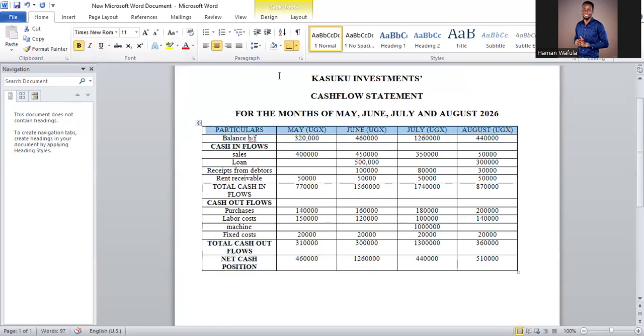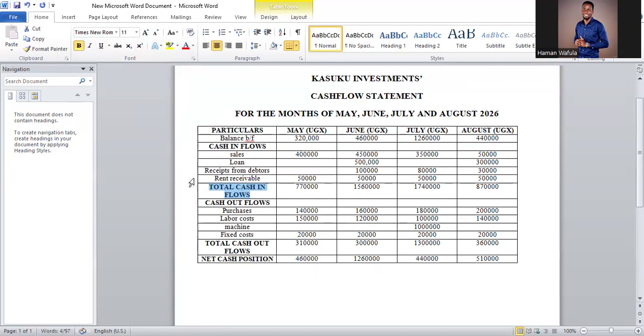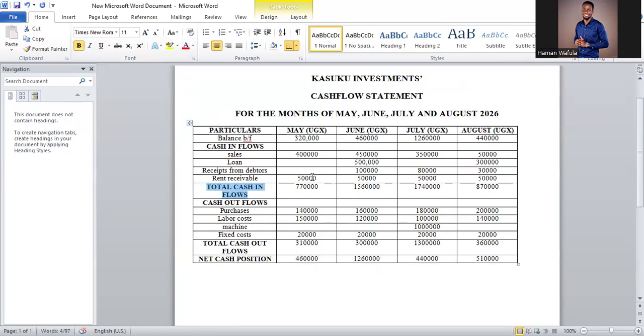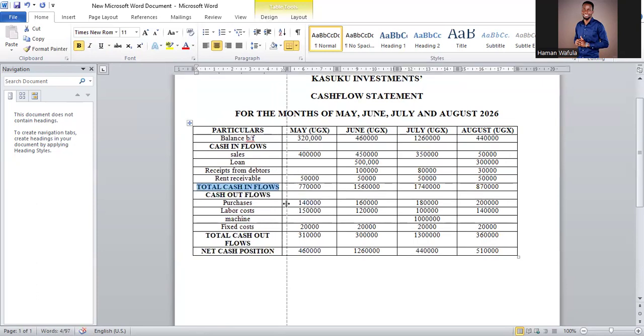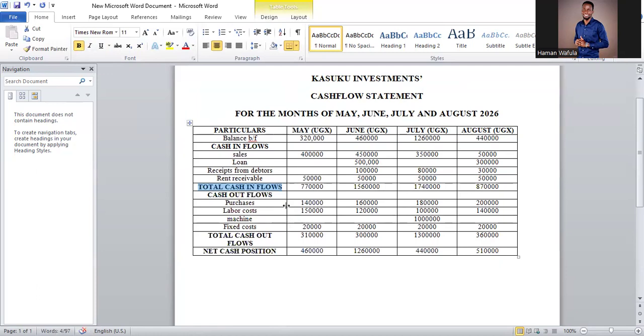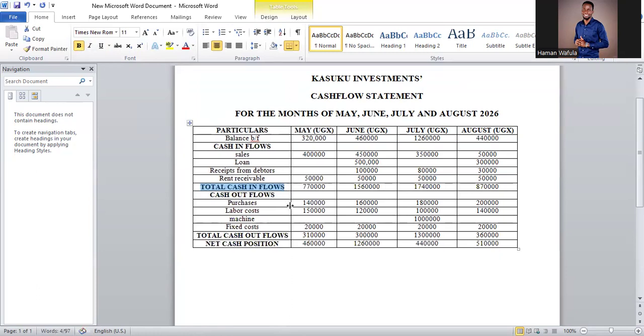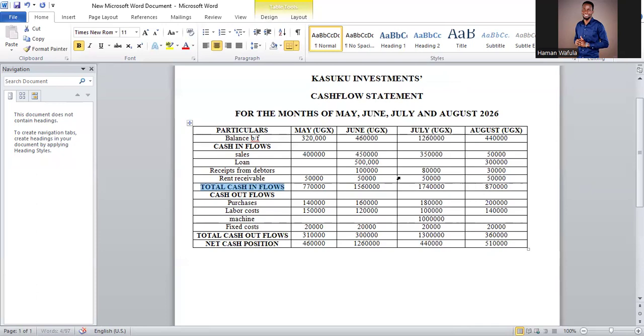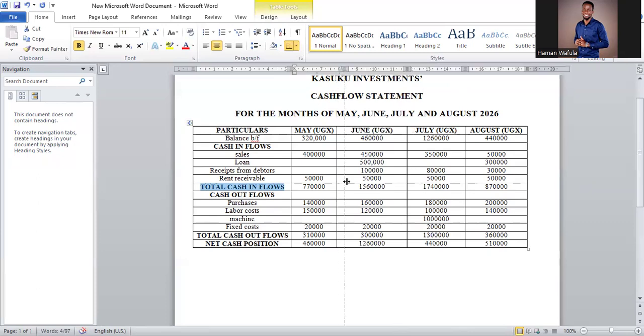All that we are left with is commenting. So normally as you're commenting, if it is a positive net cash position, we call it a surplus. And if it is a negative net cash position, you write it in brackets. You don't put there a negative sign. Please, you don't put there a negative sign. You write the figure and put the figure in brackets. And then, as you're commenting, you call it a deficit.